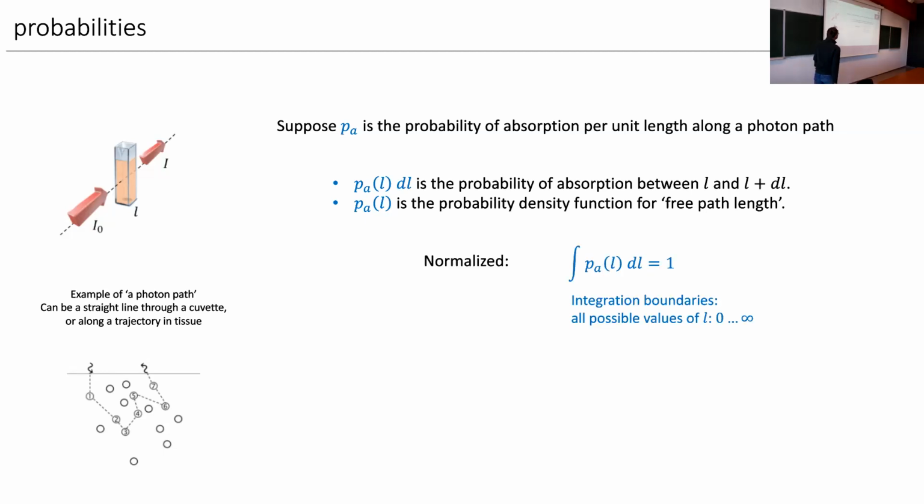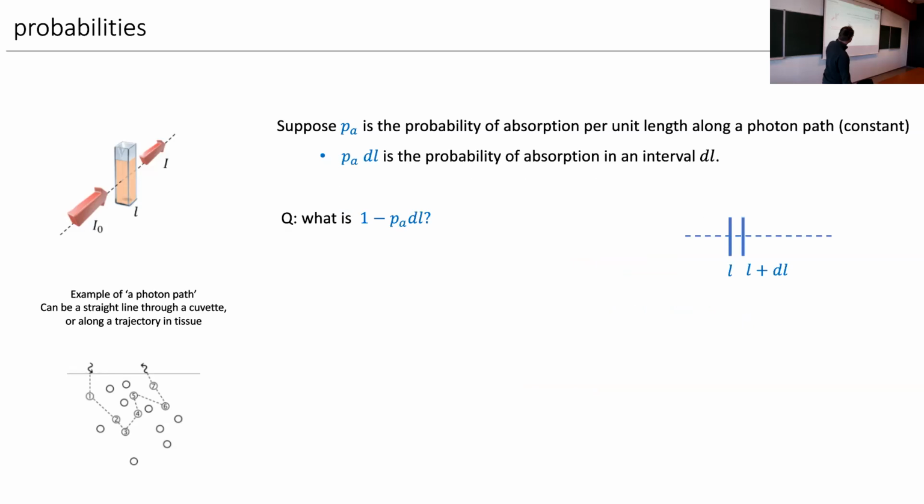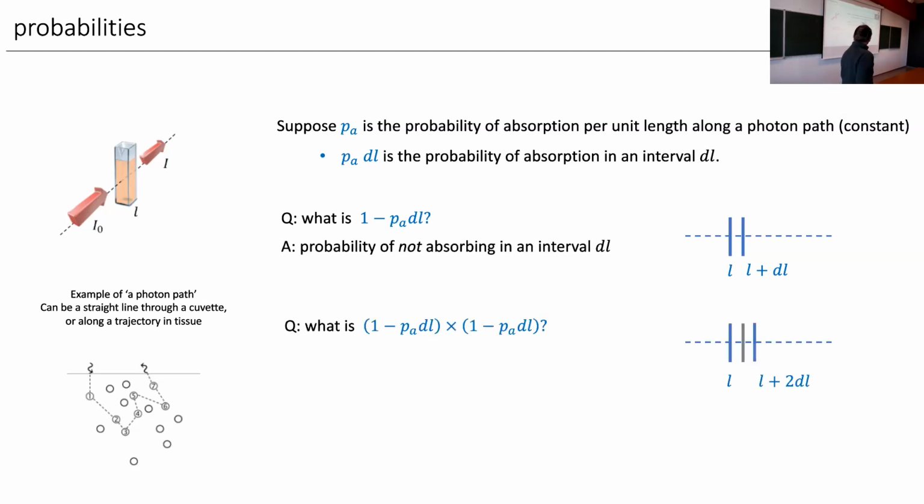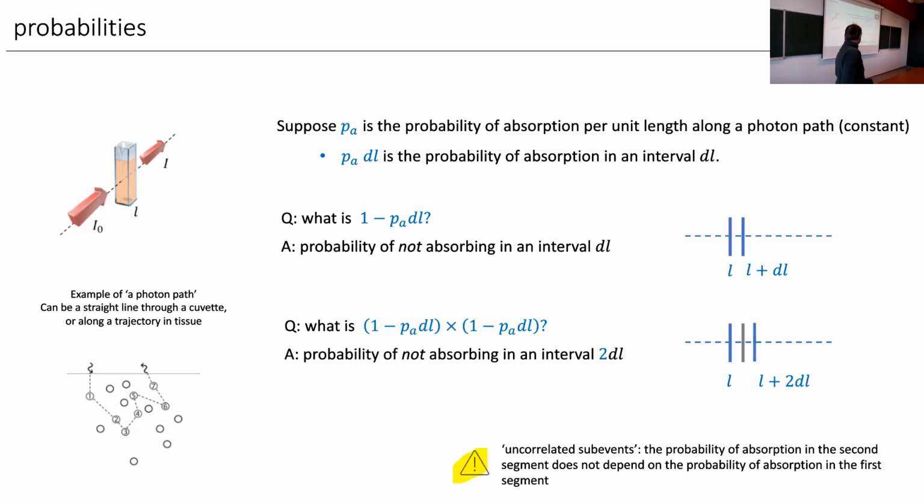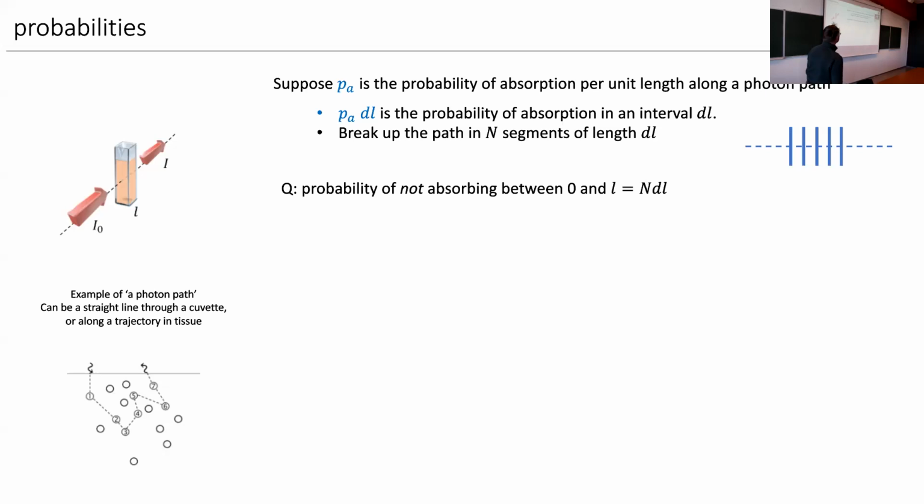I think we did this already. This is leading up to the absorption coefficient. If we have a probability of absorption per unit length on the path, then P_a times dl is the probability of absorption in an interval, and 1 minus P_a dl is the probability of not absorbing in an interval, the transmission. If we do that for any number of intervals, then we can calculate the probability of actually going through a set of these intervals, a set of dLs.